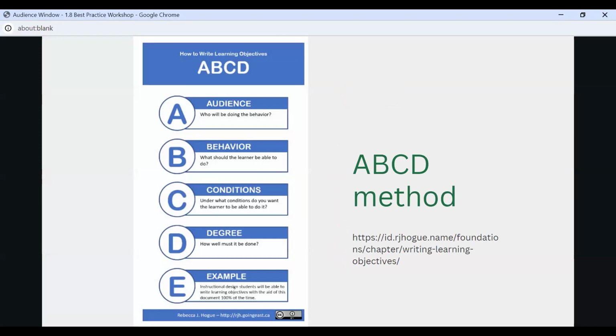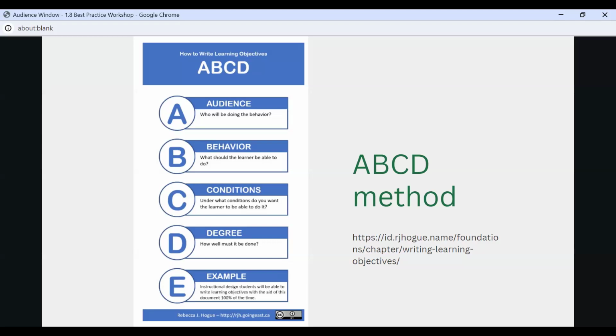It's a good way of learning how to construct, not necessarily evaluate, but construct a well-written learning objective. You would first begin by defining your audience, who's going to be doing it, your behavior. What should the learner be able to do? The conditions under which they're going to be able to do it, the degree. And then what I like about this example from Rebecca Hogue is it shows you an example of that.